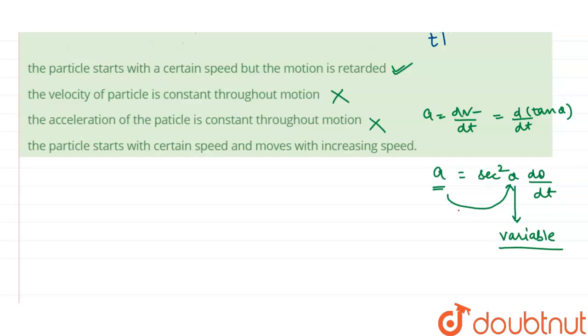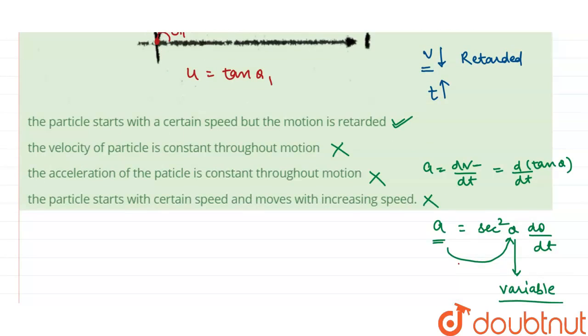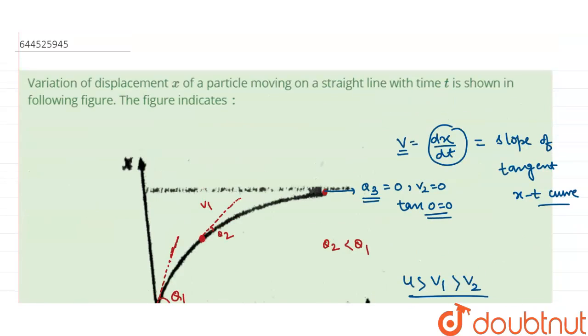And the last option is: the particle starts with a certain speed and moves with increasing speed. This is also not the correct option, because speed decreases with time. So only the first option is correct: the particle starts with a certain speed, that is u, but the motion is retarded, and at the last point the velocity is 0. Okay, thank you.